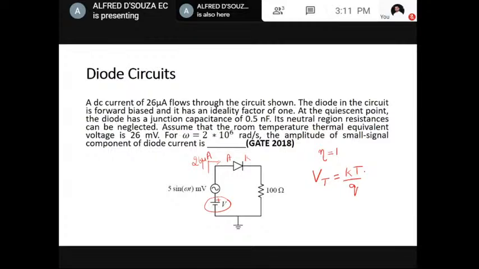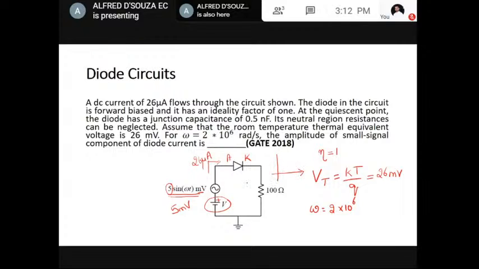This is the question. It was a numerical answer type question that was asked in GATE 2018. So this is a very unusual question. We don't find this kind of question normally in the GATE examination. They have applied an AC signal as well on top of DC. The amplitude of the small AC signal is 5 millivolt. So we are supposed to find the amplitude of the small signal current.